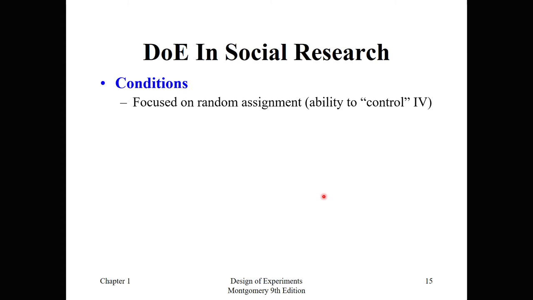So in design of experiments in social research, it really focuses on random assignment. If you think about it, random assignment and the ability to control the independent variable are the same thing. You can think of assigning the experimental unit to each of the groups in the independent variable, or you can think of assigning the groups in the independent variable to the experimental unit. It really doesn't matter how you look at it, but again, both of these, the ability to control the independent variable and the ability to assign experimental units, are the same concept, just phrased from a different perspective.